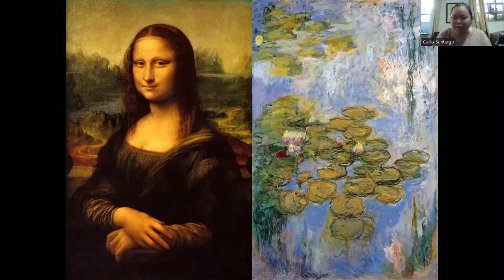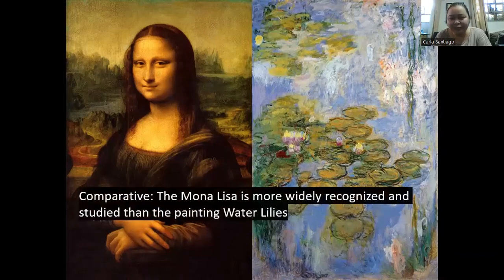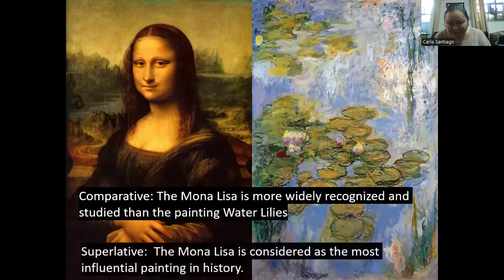Now it's your turn. Give me a comparative, then a superlative sentence, and let's hear it from Tina. Okay, Tina. Great comparative sentence and great use of the word recognized. Let's listen to your superlative example. Great superlative sentence and great use of the word influential, Tina. Very good. Let's move on to the next masterpieces.